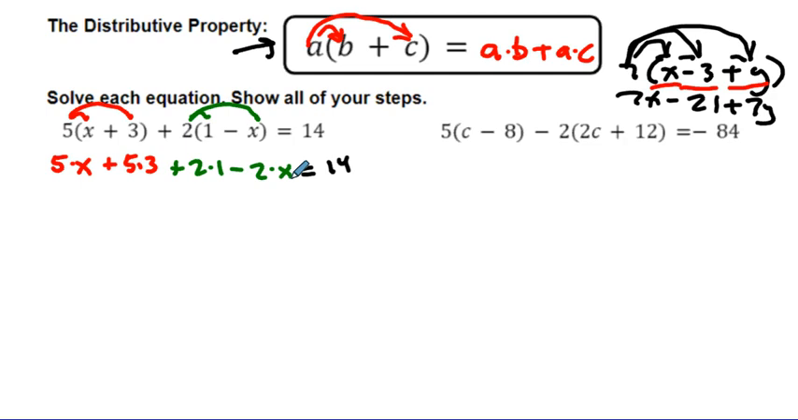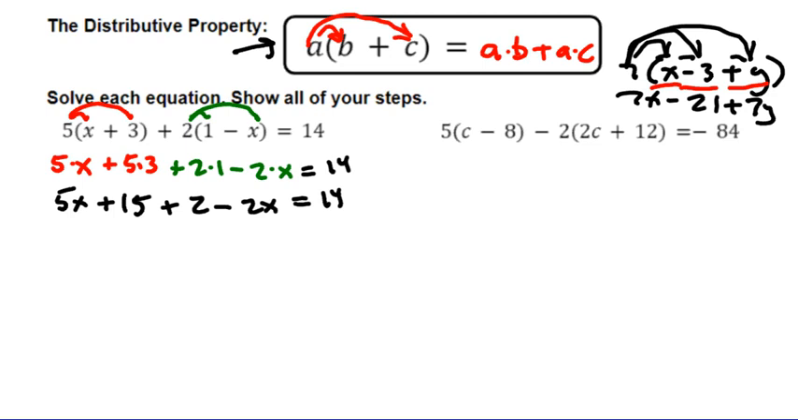And now we're going to just stick with black and just finish this off. So this becomes 5x. Whenever you multiply a number and a variable, you just tack them together. 5 times 3 is 15. 2 times 1 is 2. And then minus 2x, again, just tack them together, equals 14.